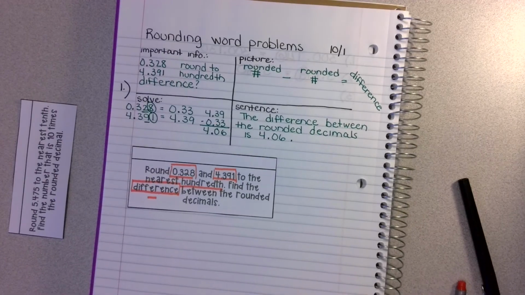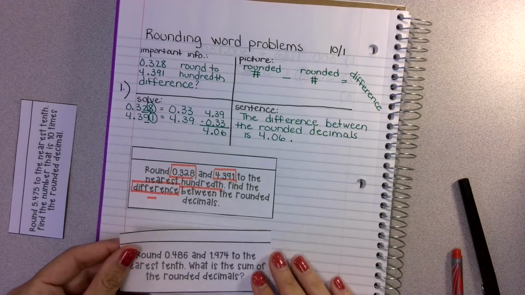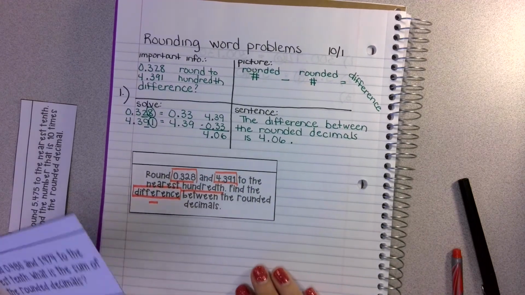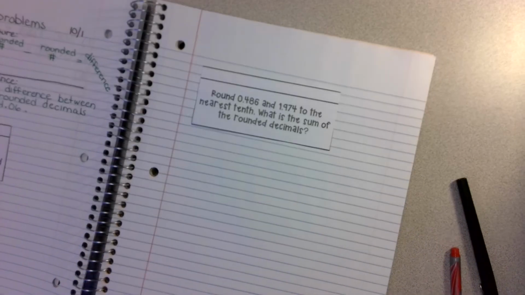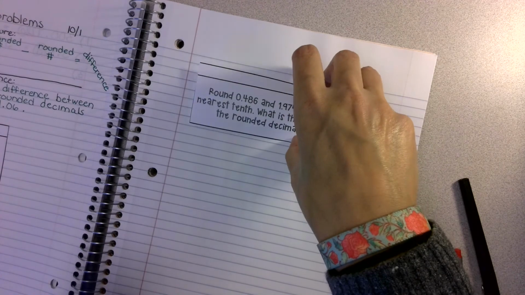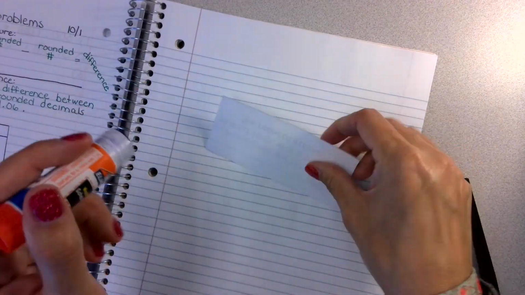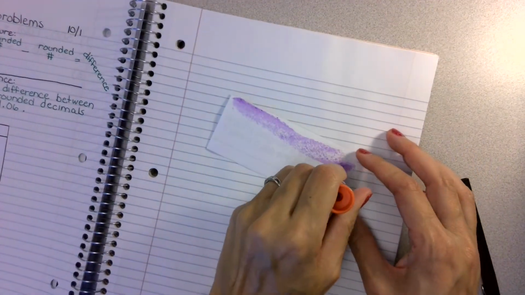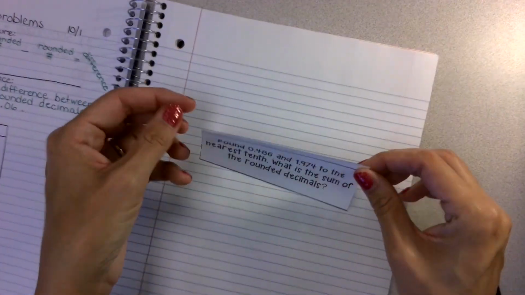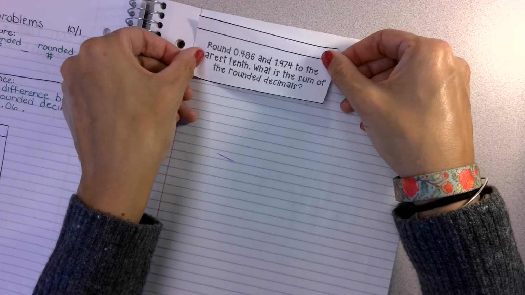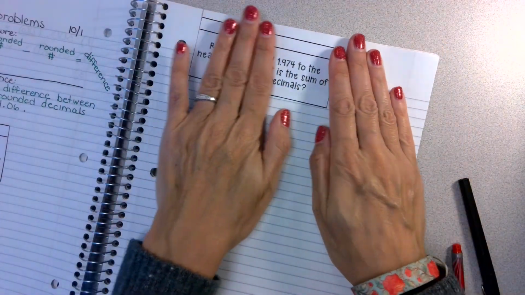Okay. So my next one, I'm going to glue down this one here, but I don't have much room here. So I'm going to turn to the next page and glue it down. And I'm going to put my word problem first this time. So I'm going to go ahead and glue it down. And I'm going to move it a little bit higher up the page because I want to be able to have room underneath it.